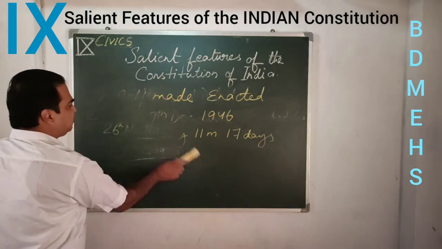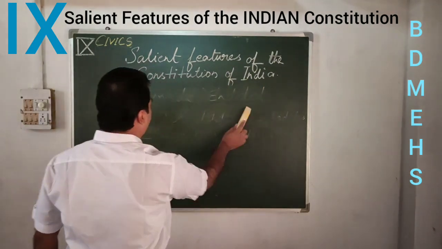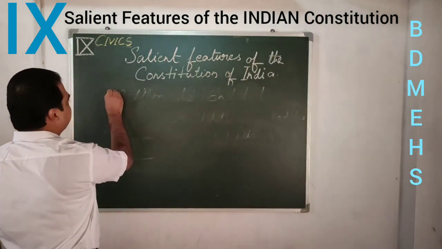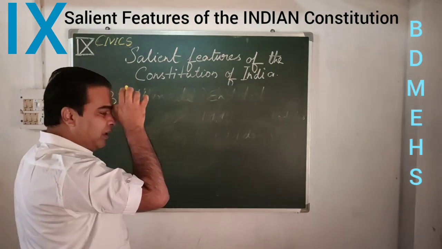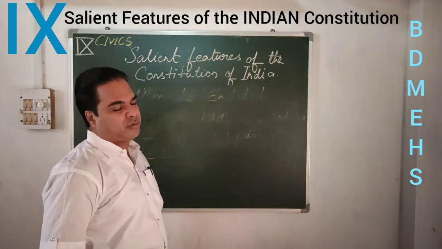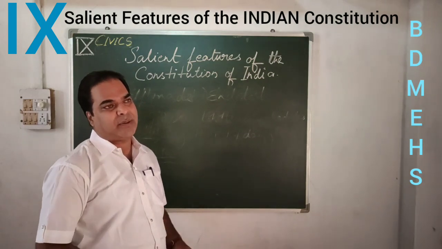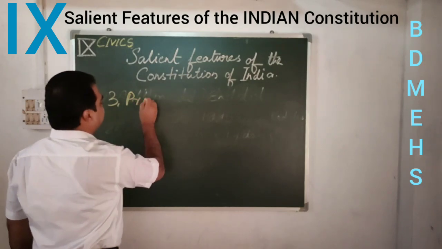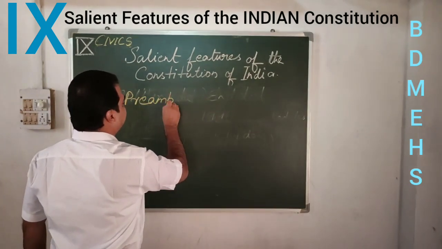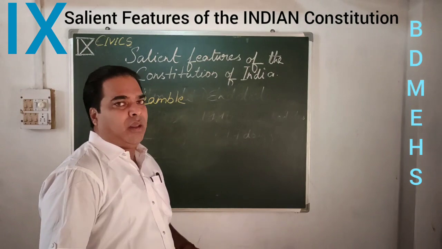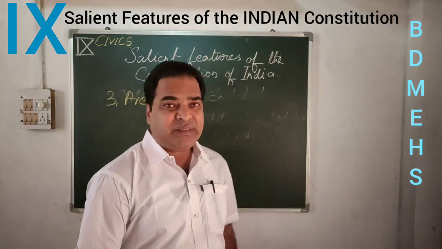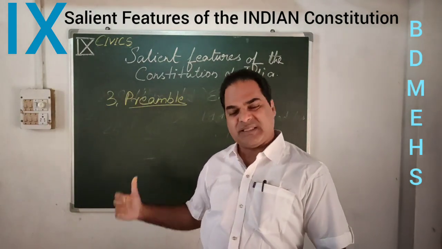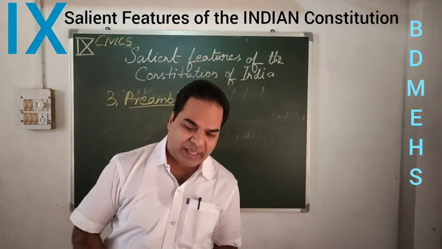Now the next one we have is number 3. We have a preamble. In the previous class also I showed you the preamble and I discussed some of the important features of the preamble. So this also needs to be discussed again. Preamble. So preamble is the introduction to our constitution. I'm not going to waste much time in discussing preamble. In the previous class also we have discussed.